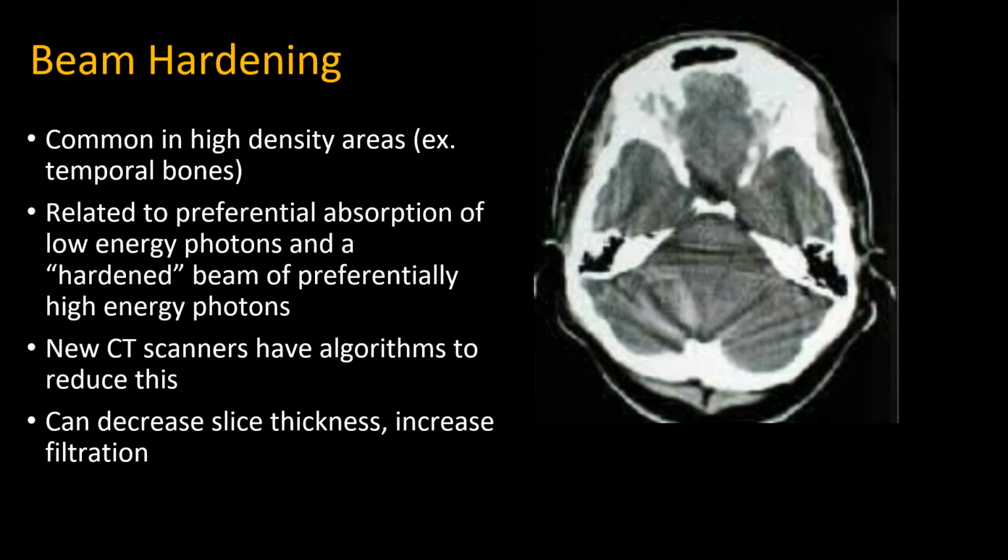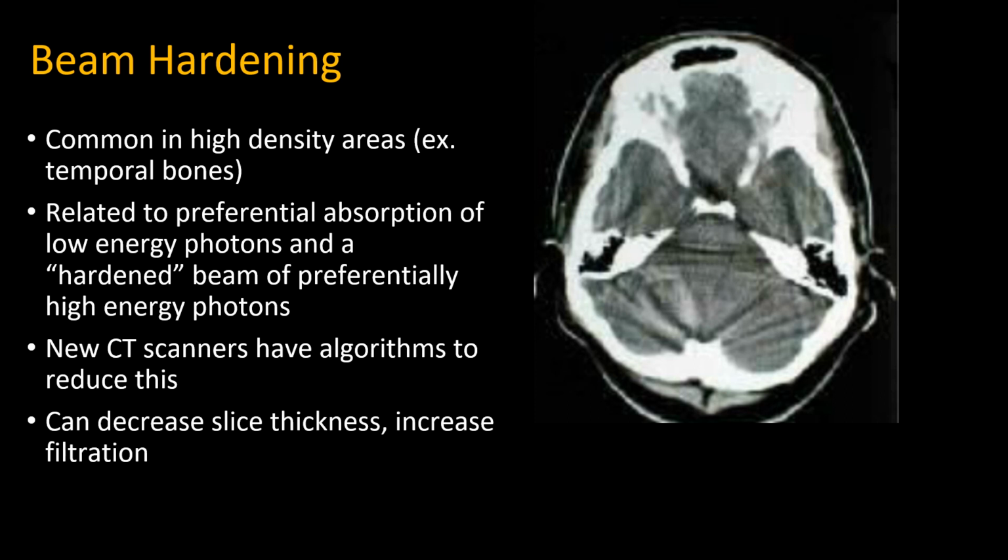Beam hardening occurs in high density areas, commonly like here at the level of the temporal bones. This is related to preferential absorption of low energy photons, creating a hardened beam of high energy photons. So you get the center of the image appearing darker than the periphery because the X-rays that go through the middle are hardened more than the ones that go through the periphery.